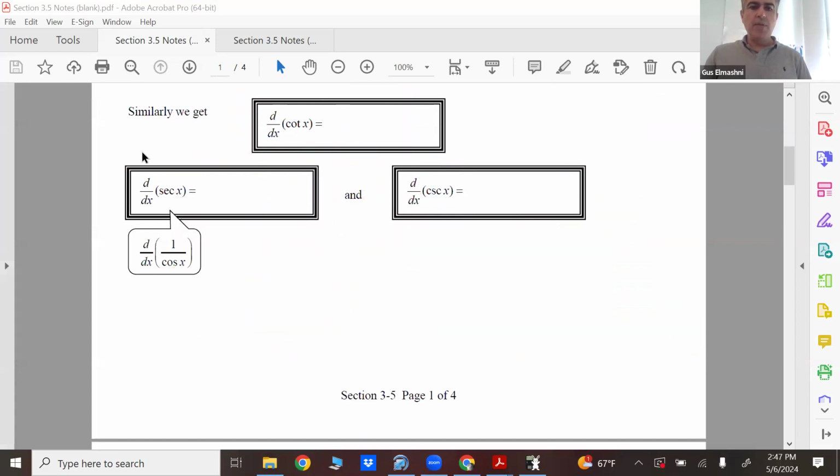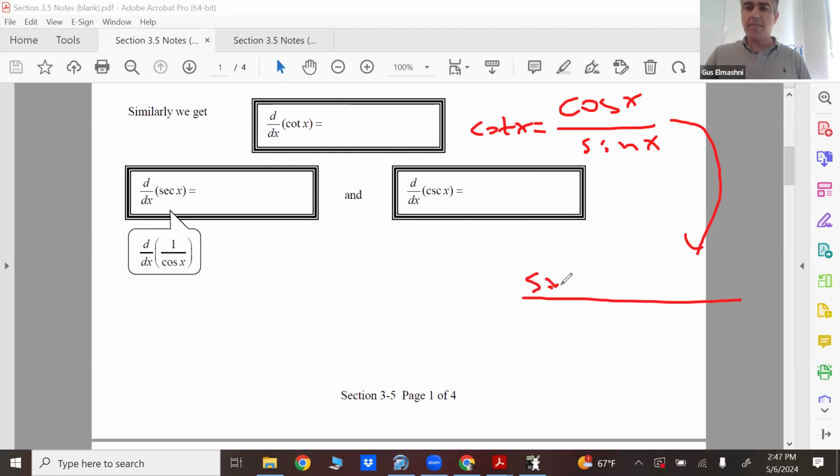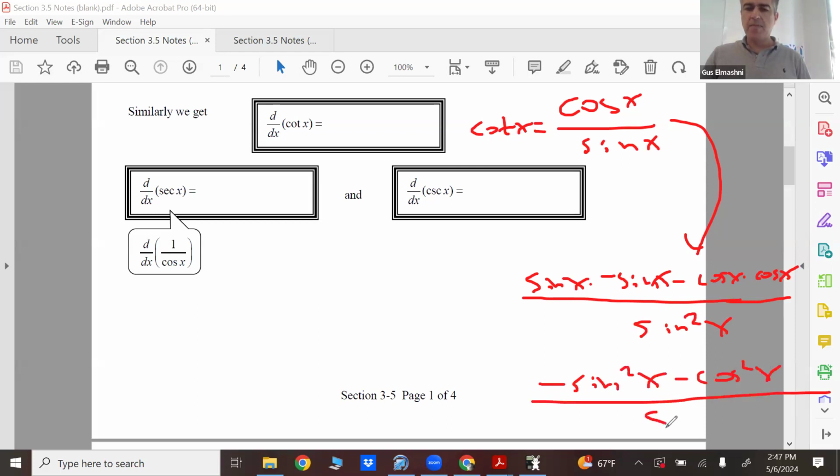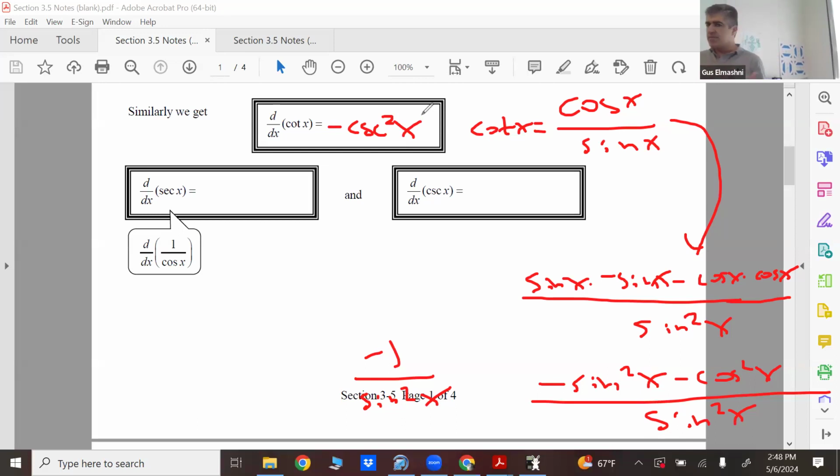Next up, for cotangent x, that's cosine over sine x. If you do that one, that should be low d high minus high d low over low squared. You wind up getting negative sine squared x minus cosine squared x. What does that top become? Previously we got positive when we had sine squared plus cosine squared, but yeah, you get -1. So it becomes negative cosecant squared x. So you can just derive all these. They're pretty simple. As long as you know your identities and know your derivative techniques, you're fine.